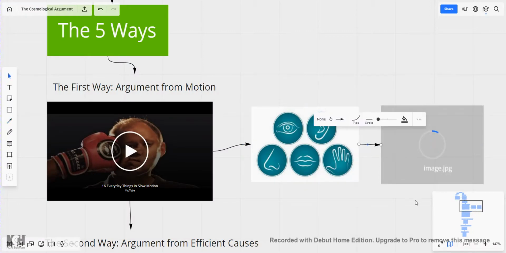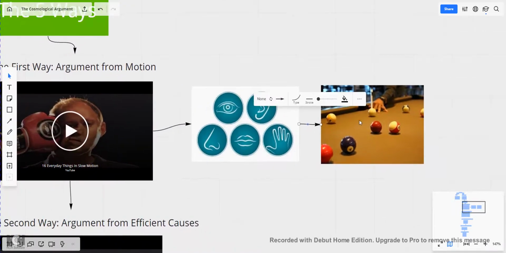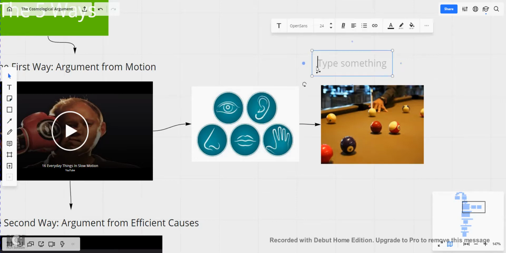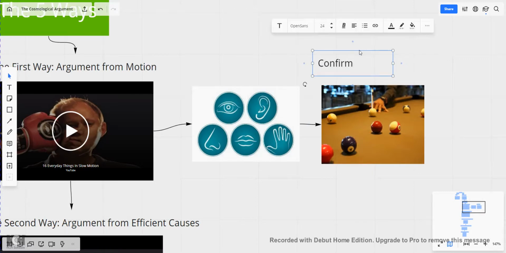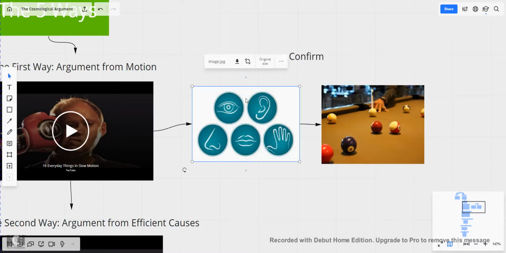All right, what you need to do right now is stop and make notes. You should have something that says our senses confirm that motion actually exists. I will put a little trigger word here so we know what we're talking about: confirm. Put it there and we'll do a link so we know that we're coming up with the argument that the senses provide that confirmation.